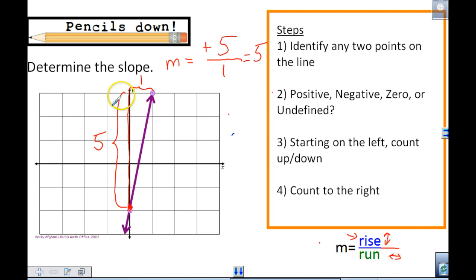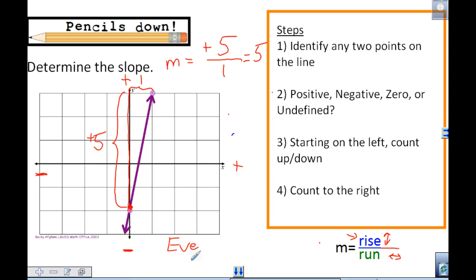When you go on a graph, if you go up, it's positive. If you count up, it's positive. If you count down, it's going to be negative. Or if you count to the left, it's going to be negative. So if you start here, you have to count up to the next point, then you have to go to the right. Now, here's the truth.